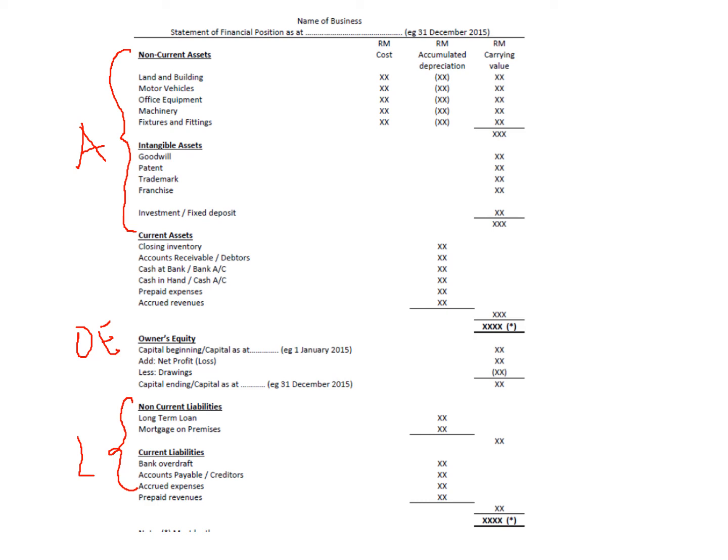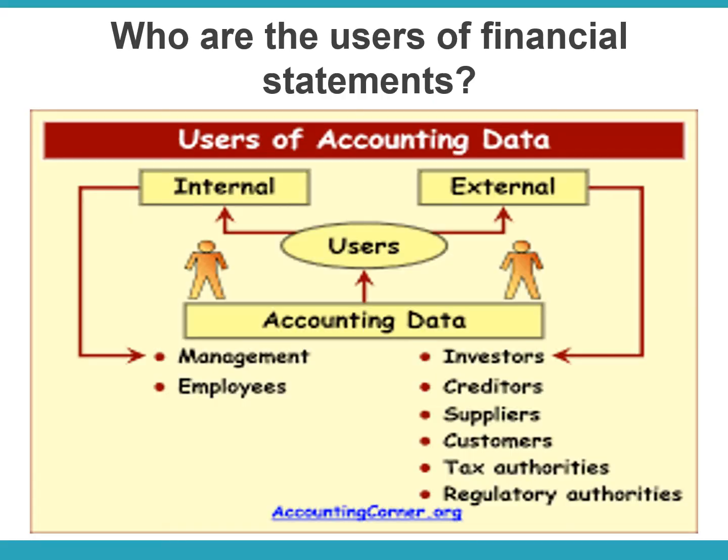So at the end of the year, the users will know about the financial position of the business in terms of its assets, liabilities, and owner's equity at a certain date. As mentioned earlier, one of the main functions of accounting is to provide information to the various users for helping them to make economic decisions. So here, we can see that the users of accounting information can be divided into two categories. They are the internal users and external users.